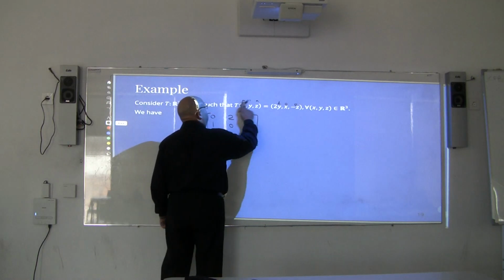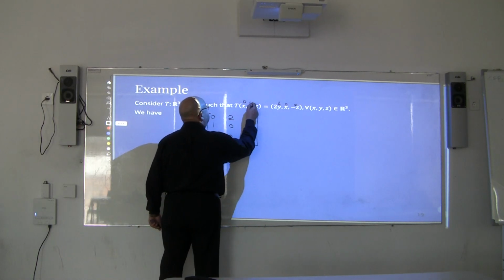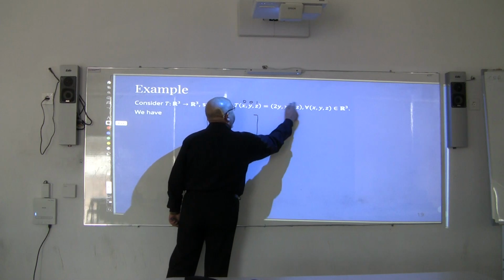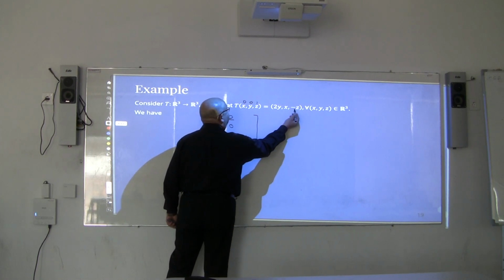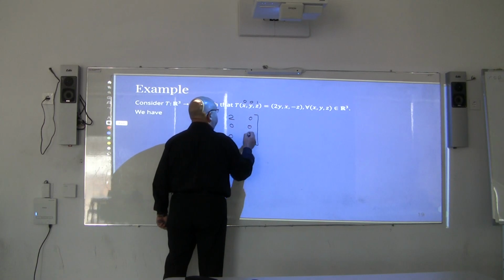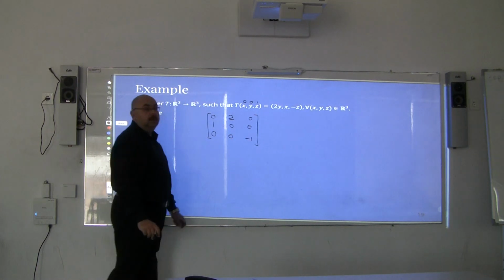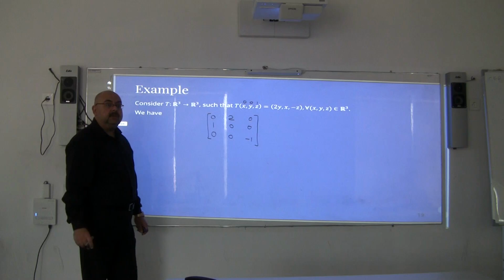I can do it once more for the third column, which is 0, 0, and 1. And this will result in 2 times 0, 0, negative 1. So it's going to come up to 0, 0, and negative 1. That's the transformation matrix.